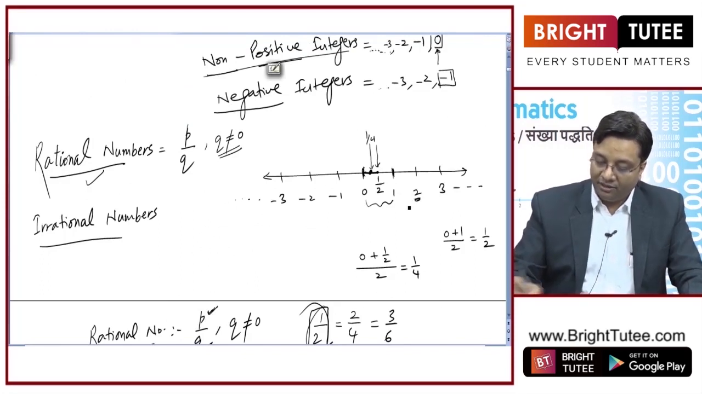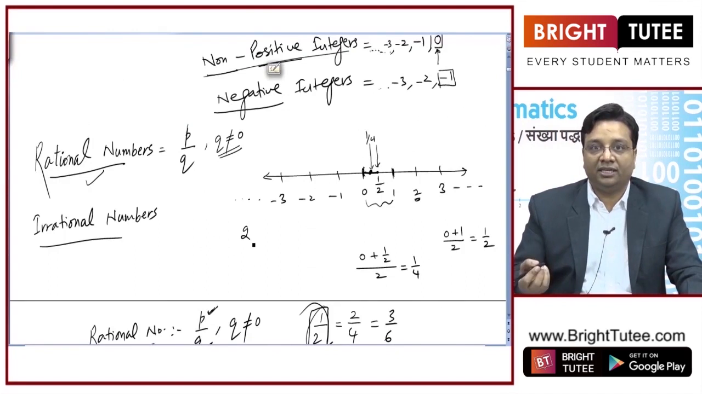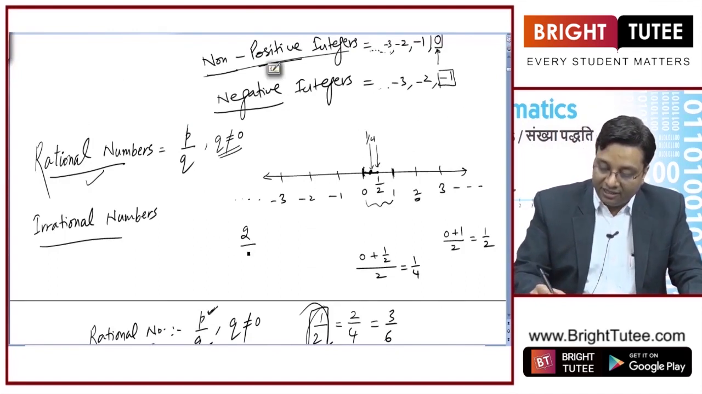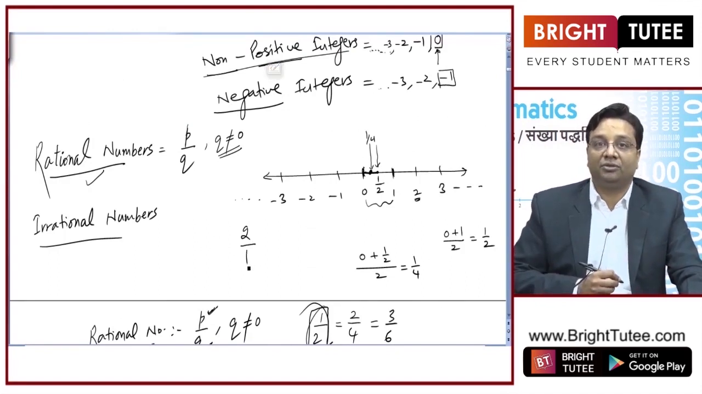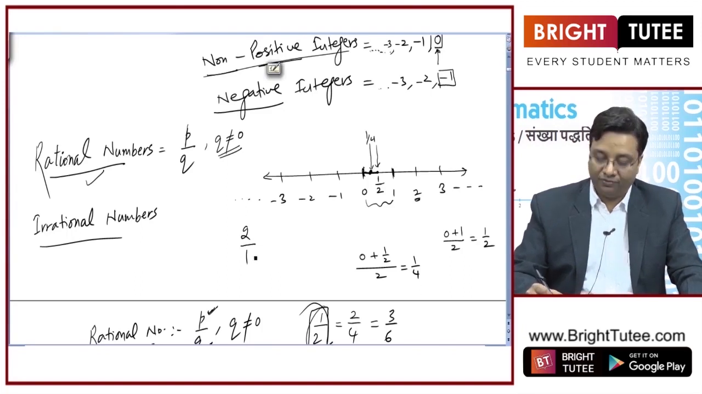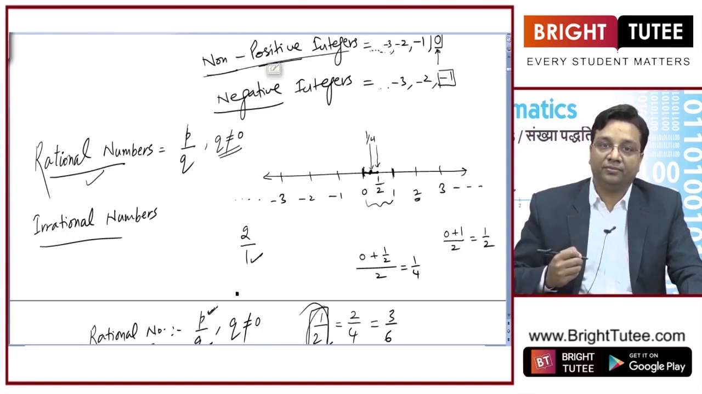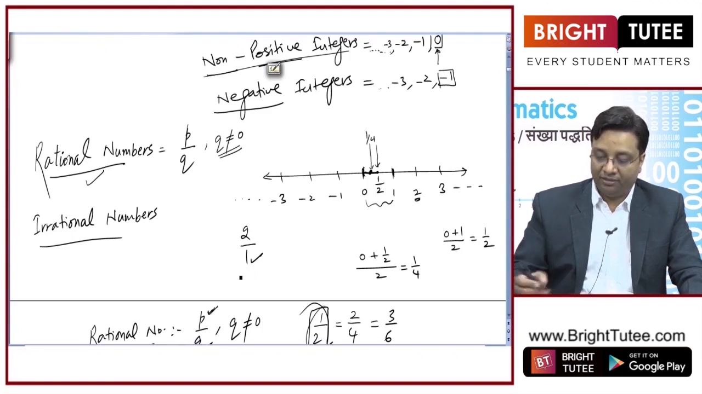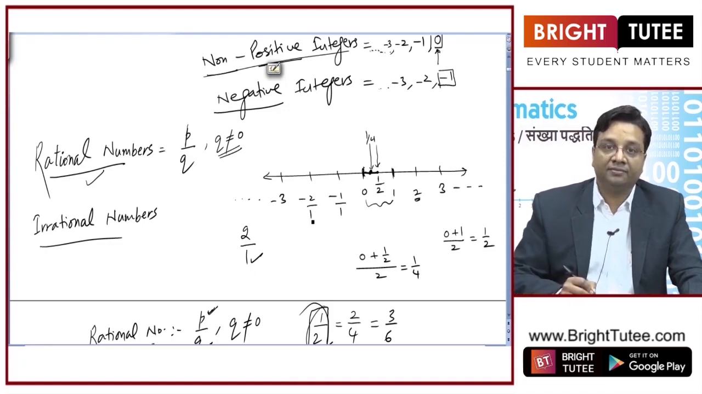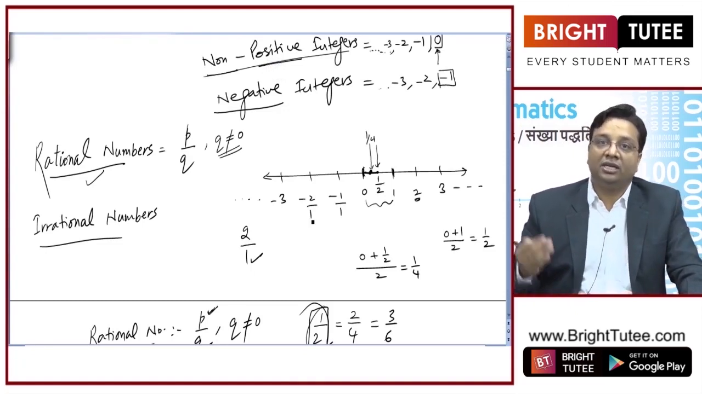Look at these. 2, is it rational or irrational? It is a rational number, because it can be written in this form, 2 by 1, p by q form, where q is non-zero. So it is a rational number. Minus 1, is it rational or irrational? You can always write minus 1 like this, minus 2 like this, right? So these are also rational numbers.